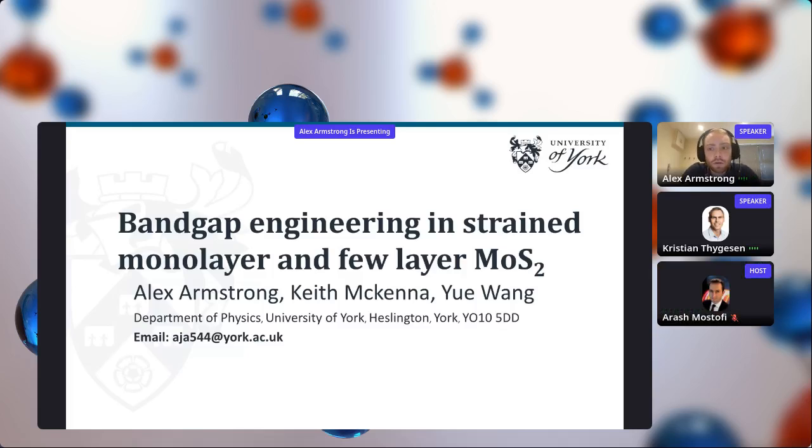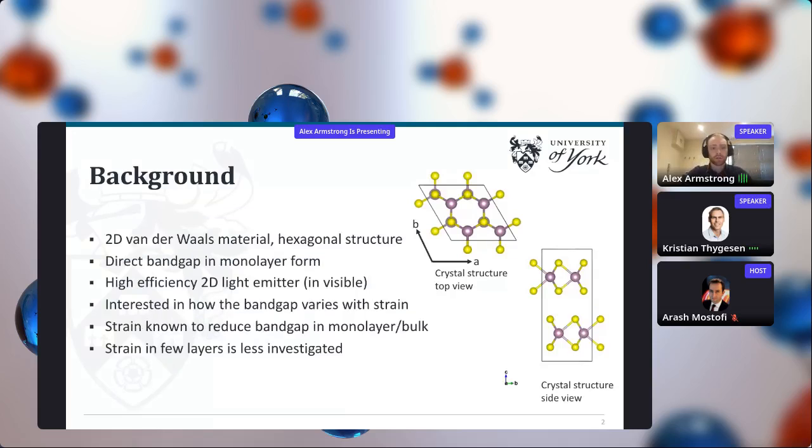My talk is on bandgap engineering in strained monolayer and few layer molybdenum disulfide. So just a bit of background on molybdenum disulfide. It's a 2D material, a Van der Waals material, so it's got quite large gaps between different layers, which are governed by the Van der Waals forces. And it has a hexagonal structure, as you can see on the right here. So it's quite a high symmetry system.